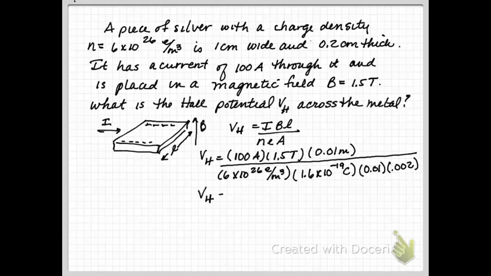And so our Hall voltage ends up being 7.8 times 10 to the minus 6 volts. So it's a tiny, tiny, tiny effect, but it is there.